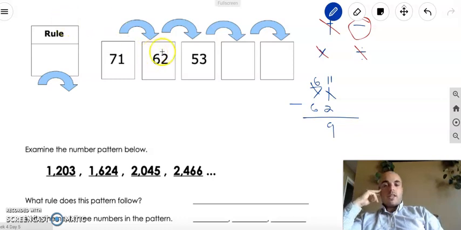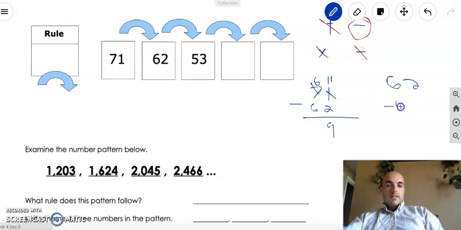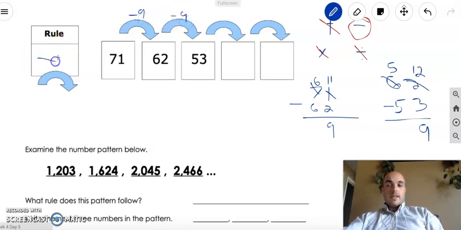Let's double check that. So let's take 62 and subtract from 53. Finding the difference between these numbers. Borrow becomes 12. 12 minus 3 is 9. 5 minus 5 is 0. Okay, so this subtract 9 rule has checked out twice. So I'm willing to bet that this is the case.